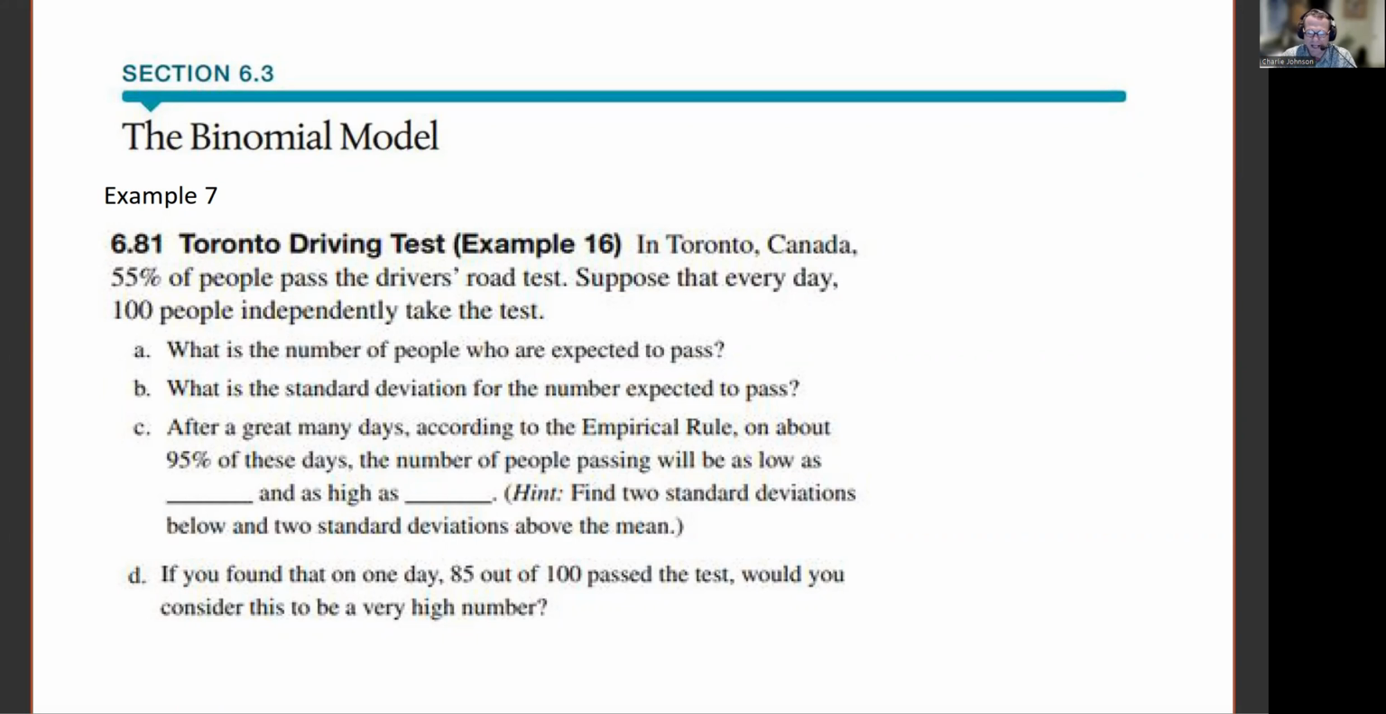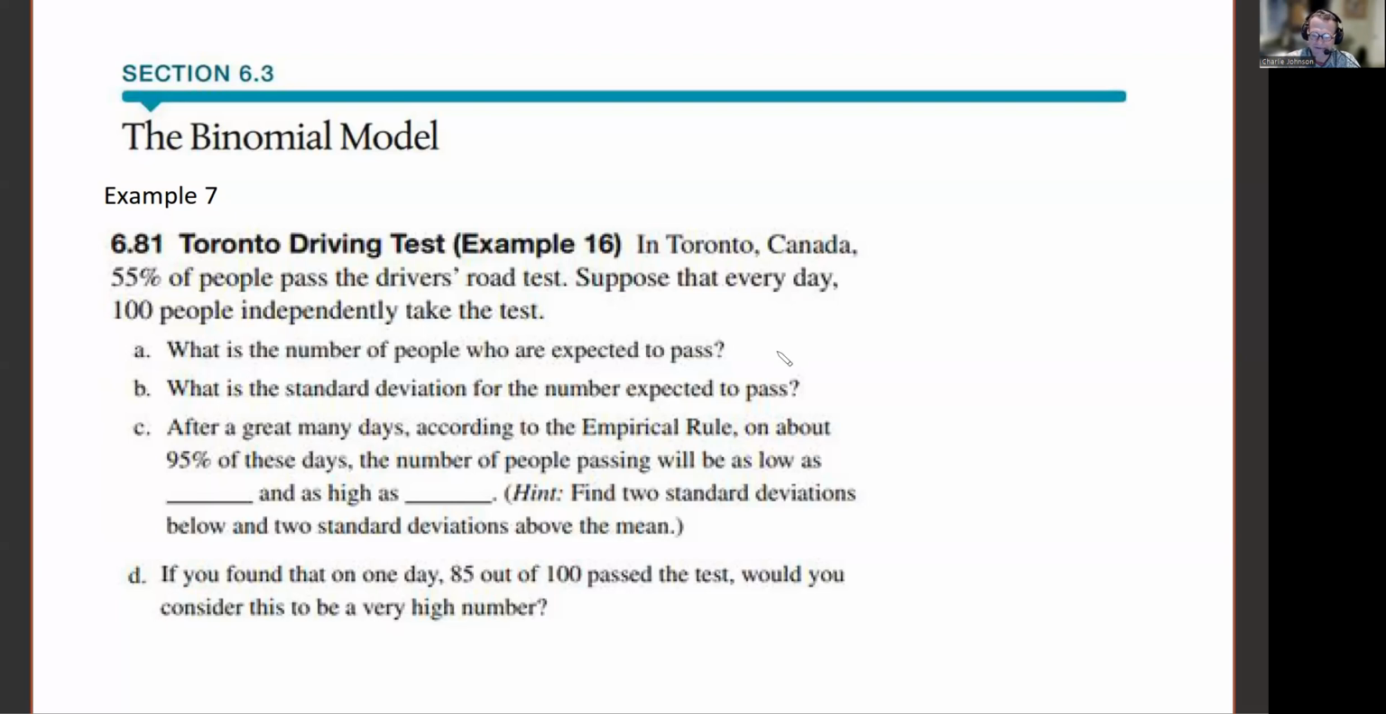In Toronto, Canada, 55% of people pass the driver's road test. Suppose that every day, 100 people independently take the test. Letter A, what is the number of people who are expected to pass?